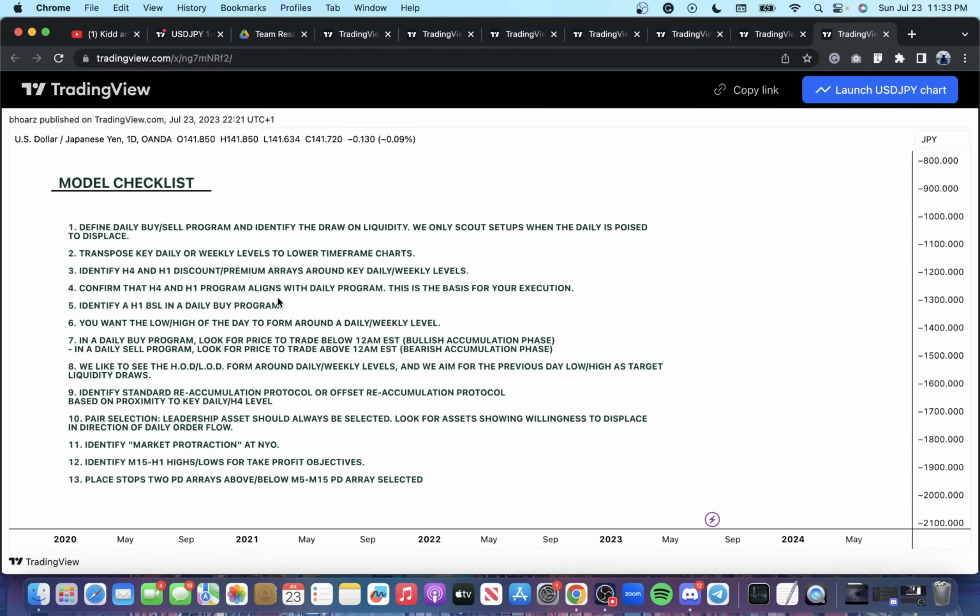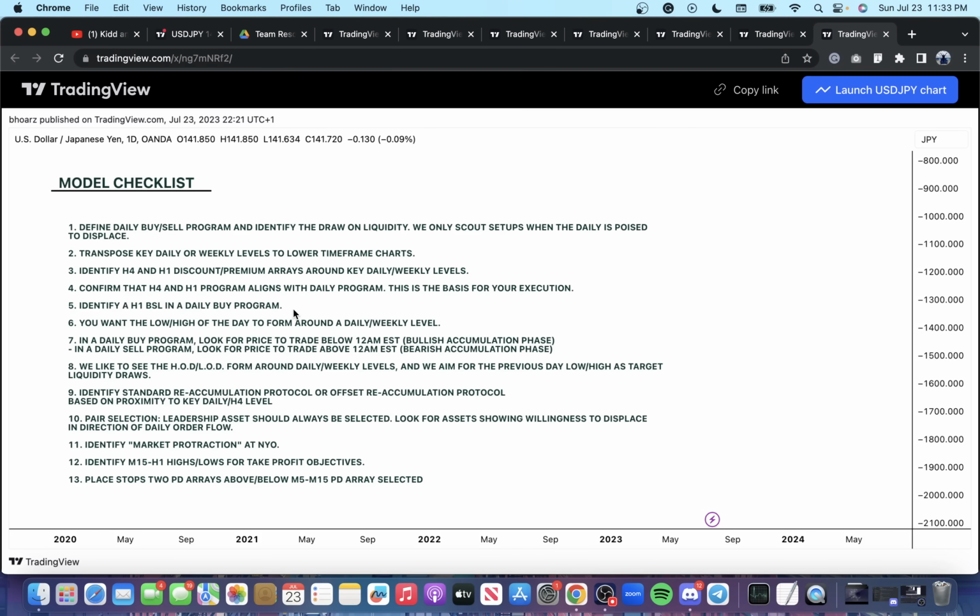And after you've done that, then number 5, you identify a lower time frame buy side liquidity and the daily buy program, and a 1-hour time frame sell side liquidity and a daily sell program. So what you're looking for is, now this is supposed to be corrected here.